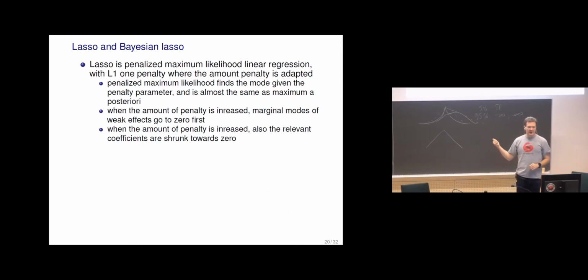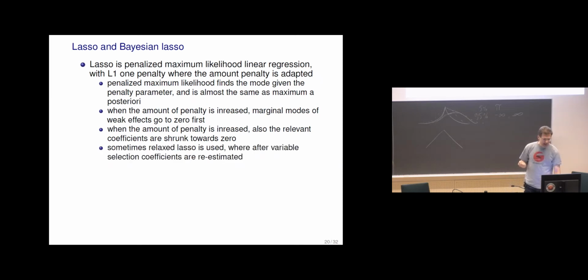However, when the amount of penalty is increased, the relevant coefficients are also shrunk towards 0, so that's not good. And then sometimes relaxed lasso is used, so after finding which variables to include, you then do just weak L2 penalty regression estimation, corresponding to using a weakly informative Gaussian prior.